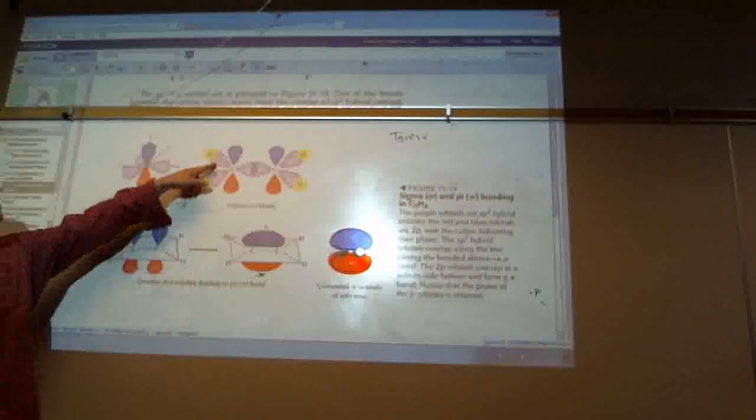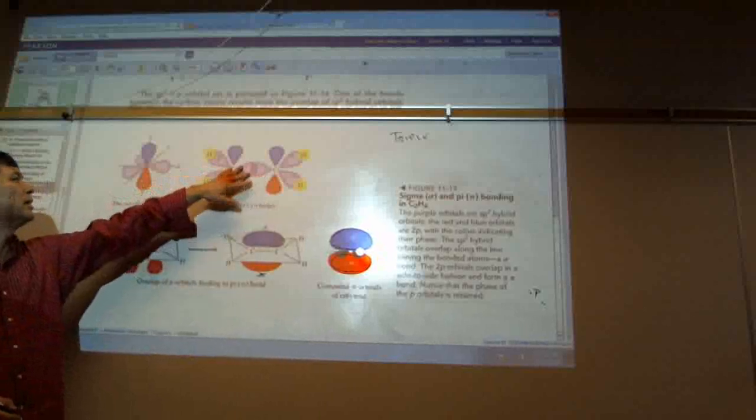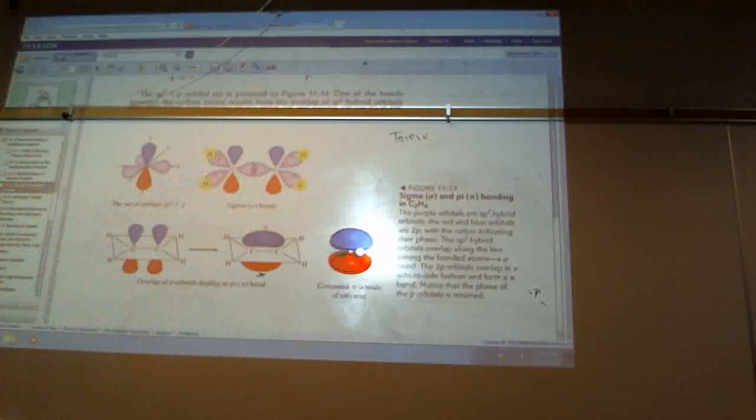Here you can see the sigma bonding. Do you see the sigma bonding? The sp2 sigma bonding in the plane. And so this is another representation of multiple bonds.